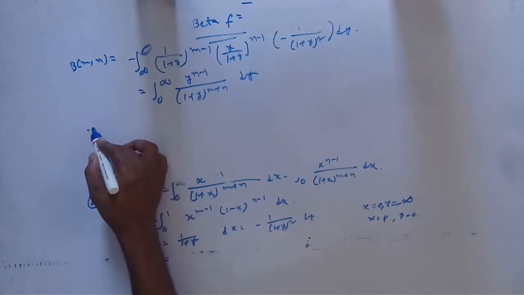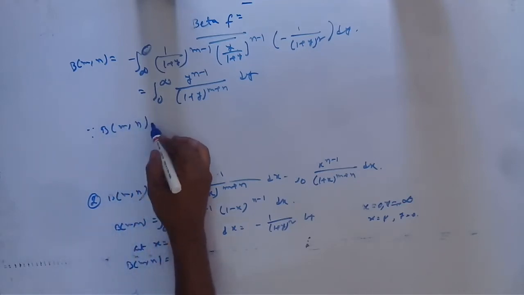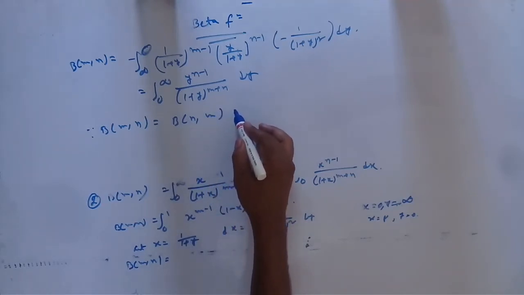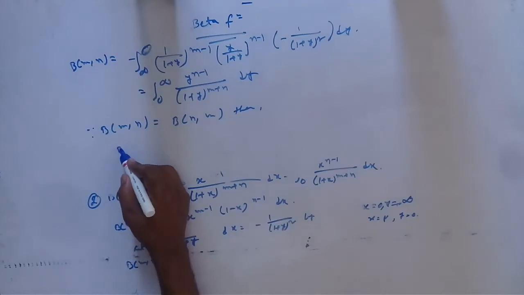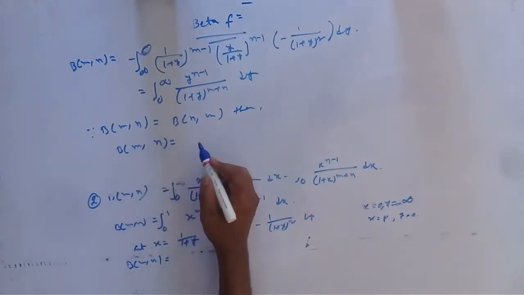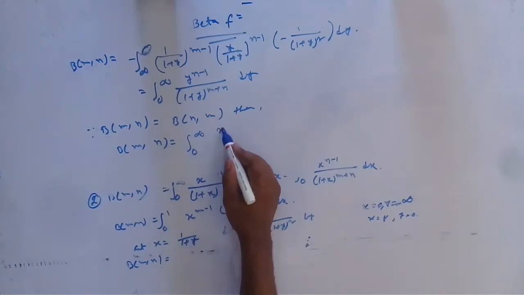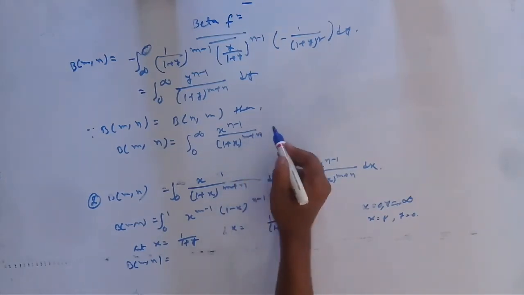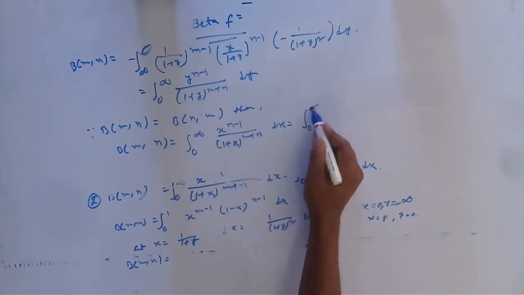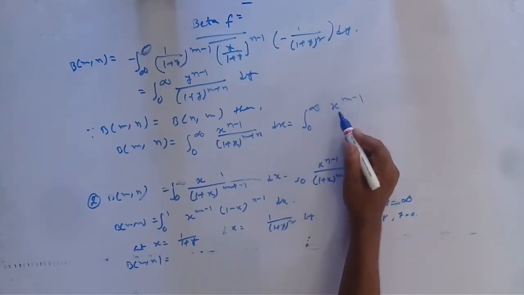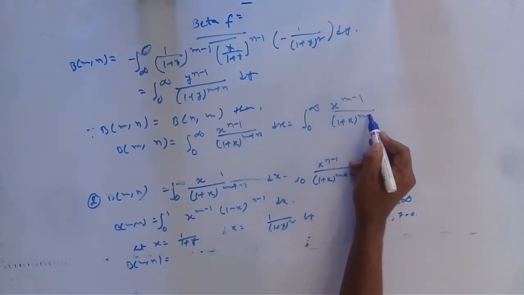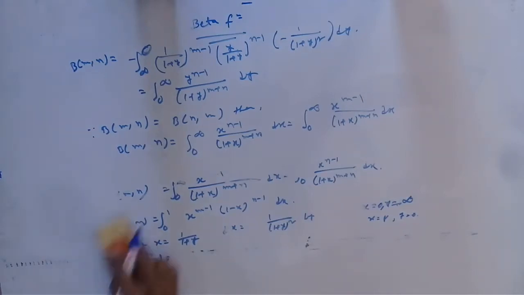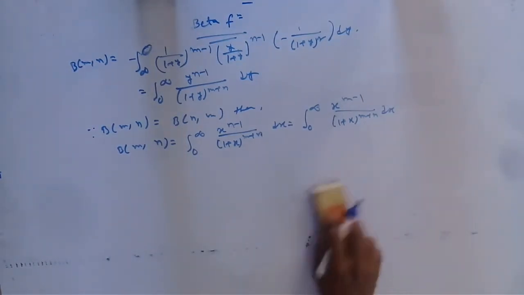Since beta m,n equal to beta n,m, we proved this in the previous lesson, then beta m,n equal to integration 0 to infinity x to the power n minus 1 by 1 plus x whole to the power m plus n dx equal to integration 0 to infinity x to the power m minus 1 by 1 plus x whole to the power m plus n dx. So hence the proof.